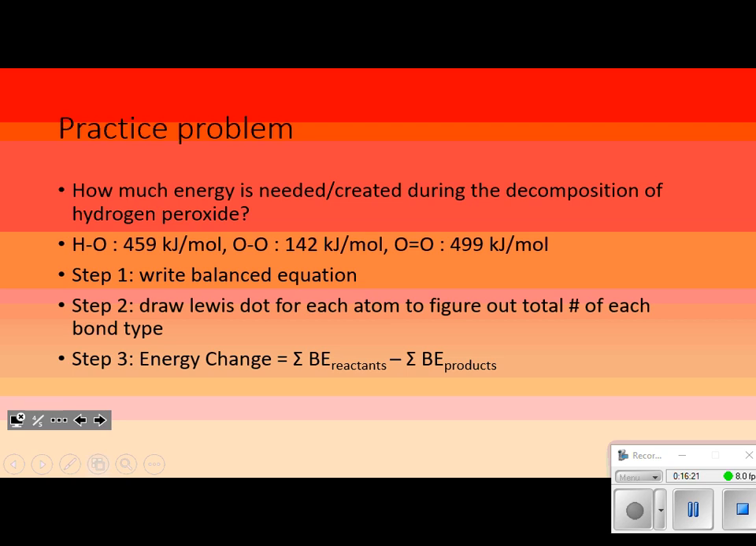Some textbooks will refer to it as input versus output. So how much energy do you put in? How much energy do you get back? Because remember, you have to put energy in order to break apart stable bonds.